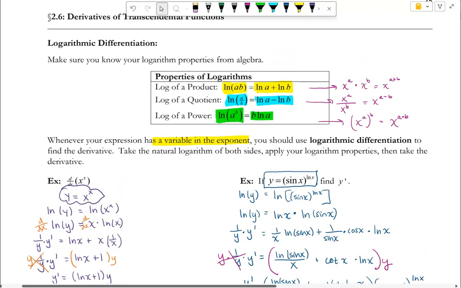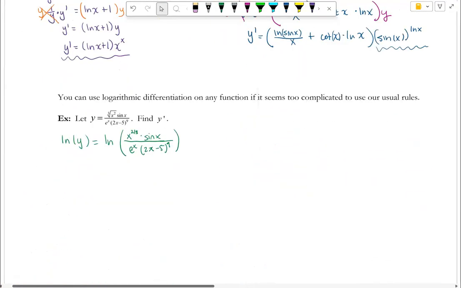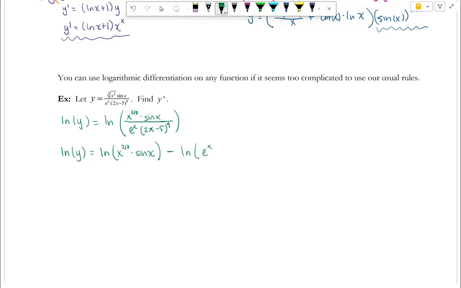So if I look, I have a log of a quotient, and within my quotient, my numerator and denominator are both products. So we could break this down. You might be comfortable breaking this down in one step. I might do a couple of steps here. So I'm going to start with the quotient. The outer structure of what I'm logging is a quotient. So this becomes the natural log of x to the 2/3 power times the sine of x minus the natural log of e to the x times the quantity 2x minus 5 to the 9th power.